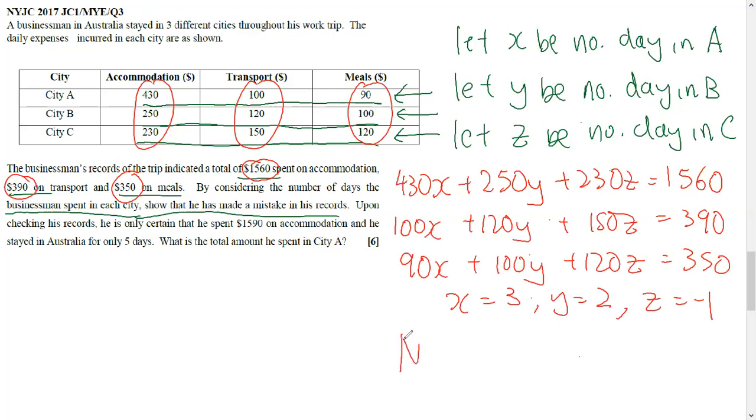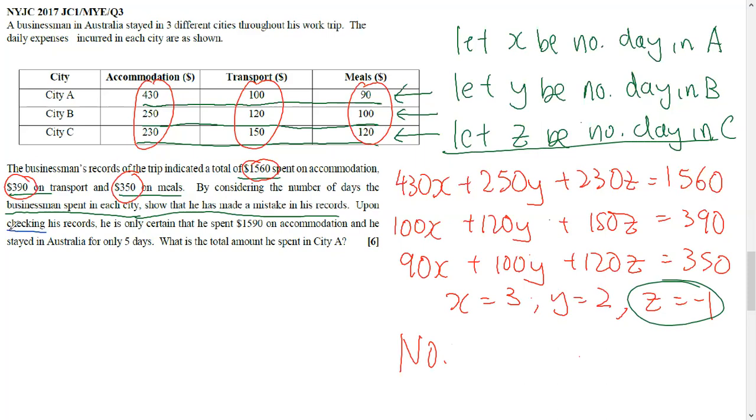Why? That means he must have made a mistake in the records because of the z value. Z is the number of days. It cannot be negative. So therefore, because of this, he has made a mistake. Okay, let's move on to the next part.